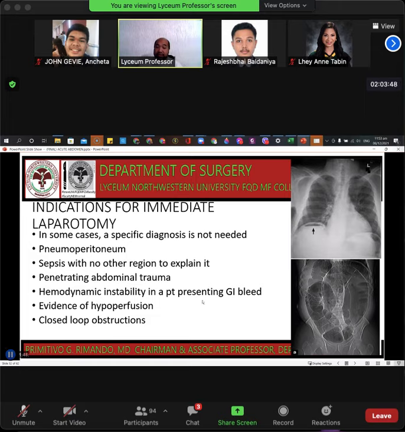Patients who are hemodynamically unstable, in patients presenting with a GI bleed. We know for a fact that a large majority of GI bleeds resolve on their own. The patient comes to the hospital, there's GI bleeding, there's melena, there's hematochezia. What do you need to do? Put an IV line, resuscitate the patient. If there is a need to transfuse blood, transfuse blood. But if this patient continues to need blood, or there is already hemodynamic instability from a bleeding intestinal cause, then you need to do immediate laparotomy.